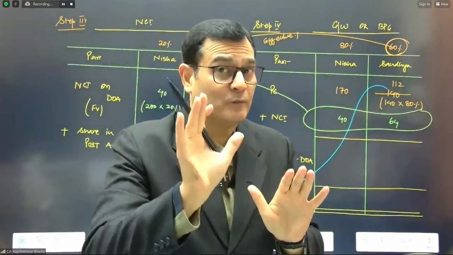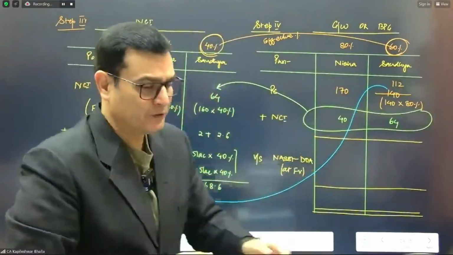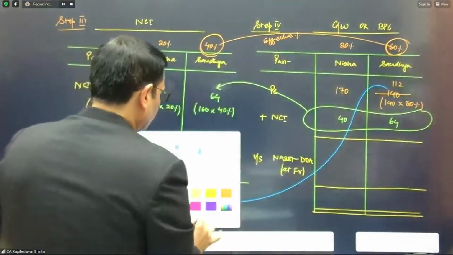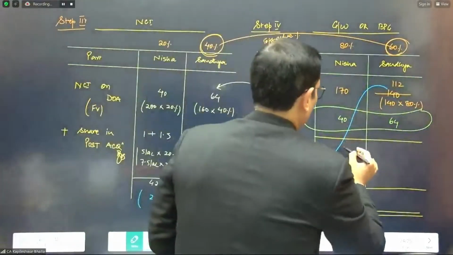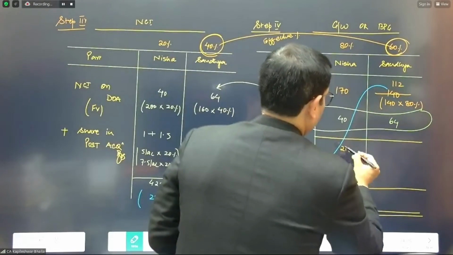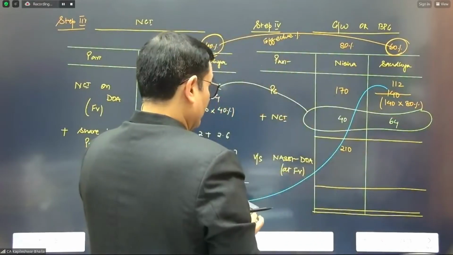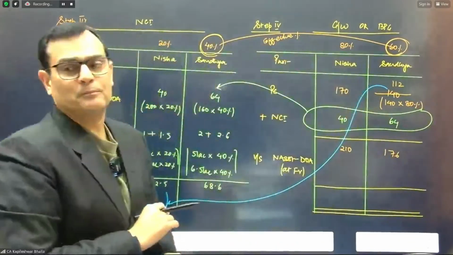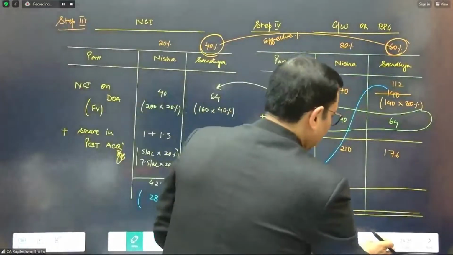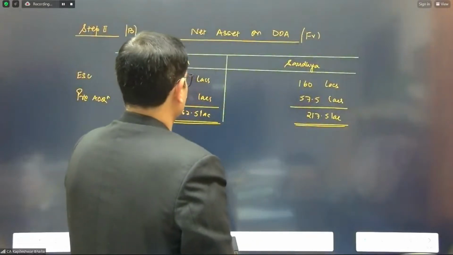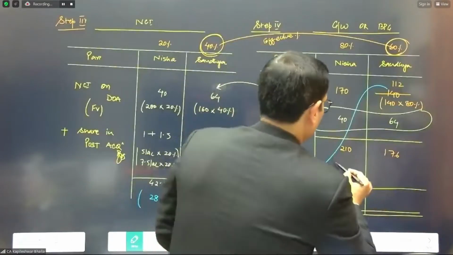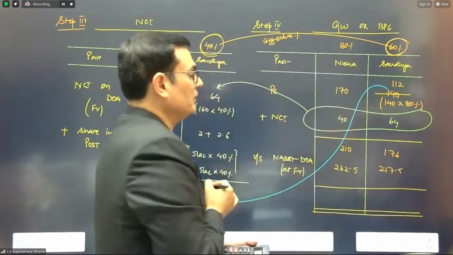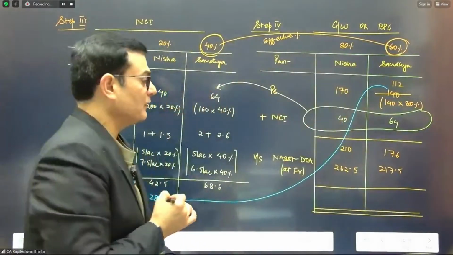No worry, I will give you more logic, but let me first finish the calculations. So this comes to a total of 174. So this works out at a total of 210. And this works out at 112 plus 64, that is 176. And you can compare this with the net assets as well. And the net assets is 262.5. So 262.5 and 217.5. So in both the cases, we are getting a capital reserve.